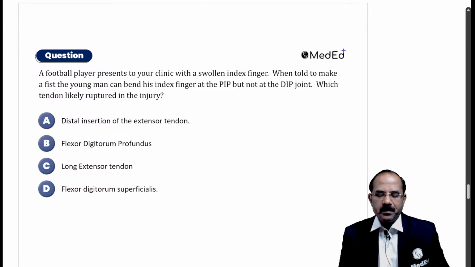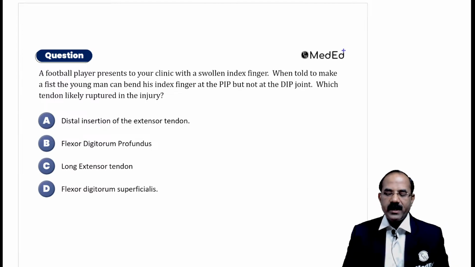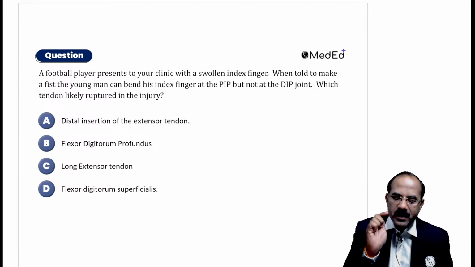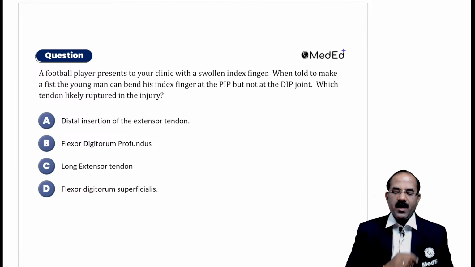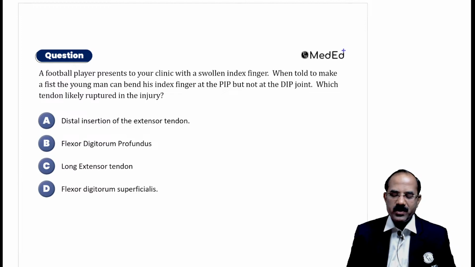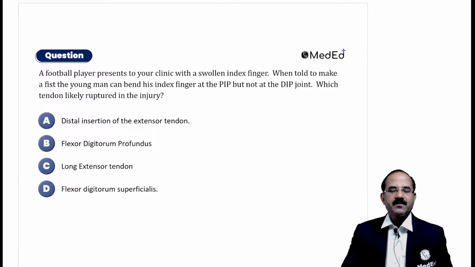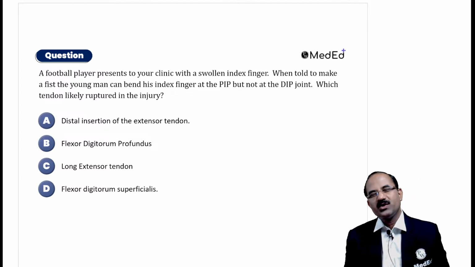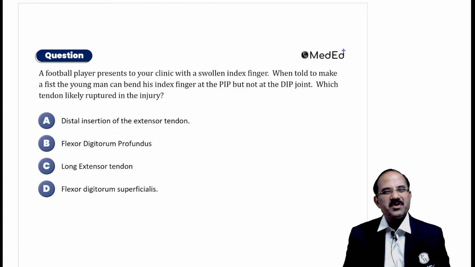A football player presents to your clinic with a swollen index finger. When told to make a fist, the young man can bend his index finger at the proximal interphalangeal joint, but not at the distal interphalangeal joint. Which tendon is likely ruptured in this injury? Answer this, students. Easy, eh? Now you should be able to answer, if you know the insertion of the superficialis and profundus.